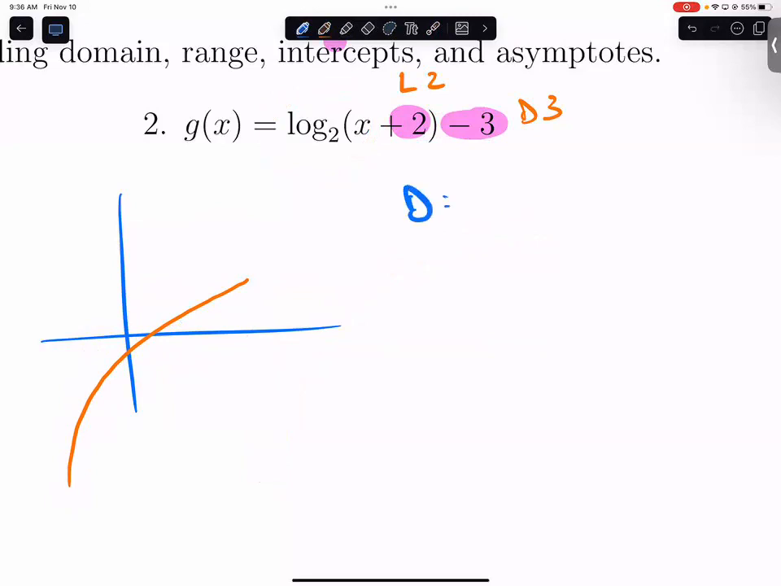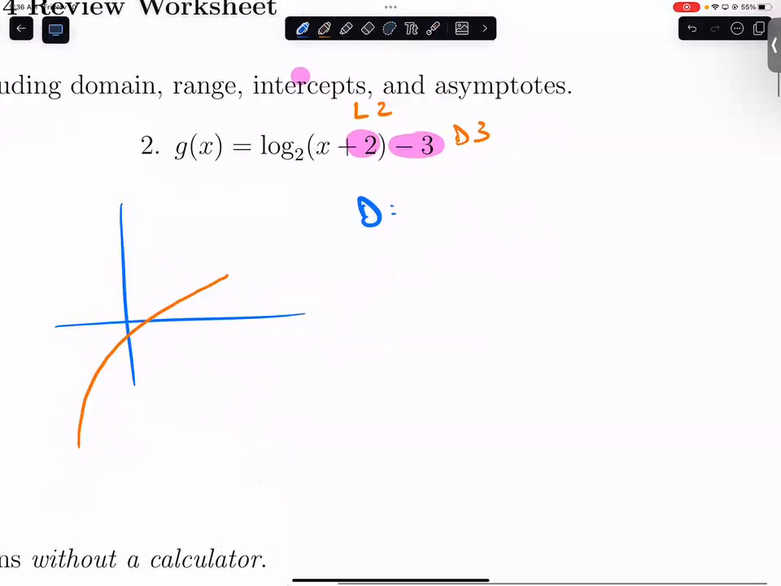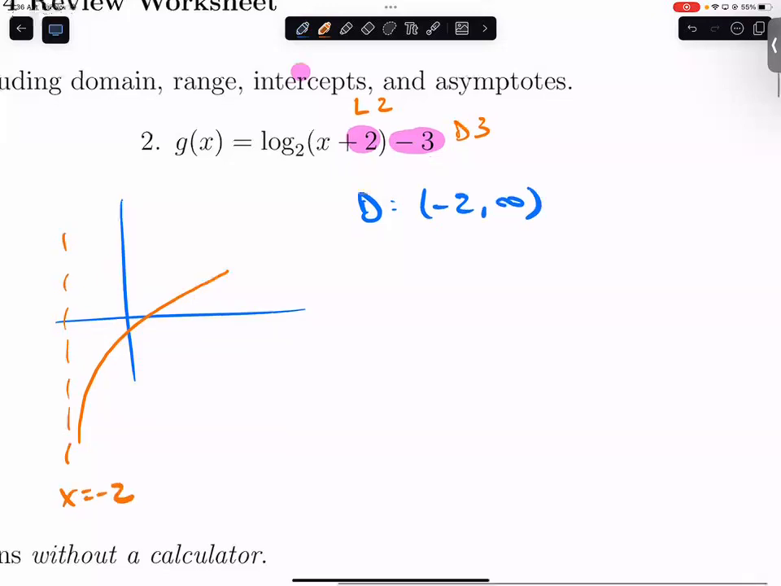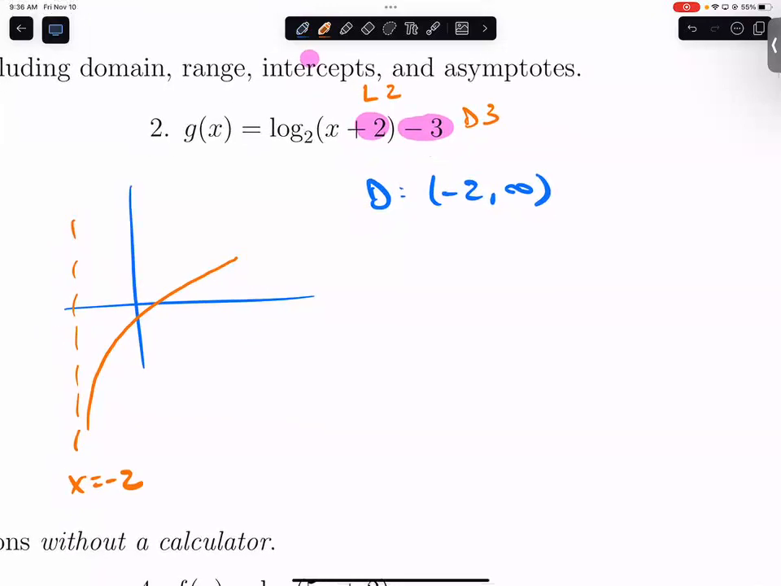Yes, exactly. What's the domain? Before we shifted, it was the right half. It was 0 to infinity. Then we moved everything to the left. So now it's -2 to infinity, because that vertical asymptote lives at x equals -2 now. It was the y-axis, then we shifted everything to the left. For a logarithm, the end point of the domain, that's where that vertical asymptote occurs, right? And that's why. What about the range?